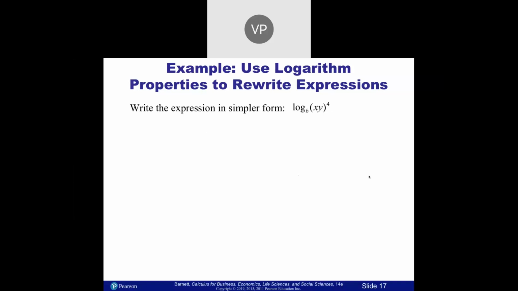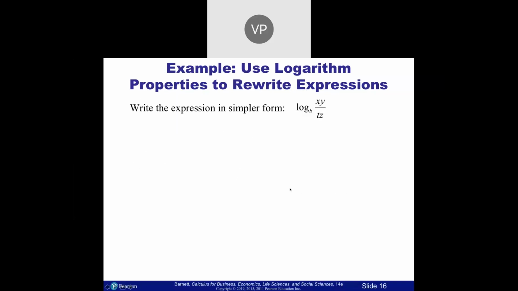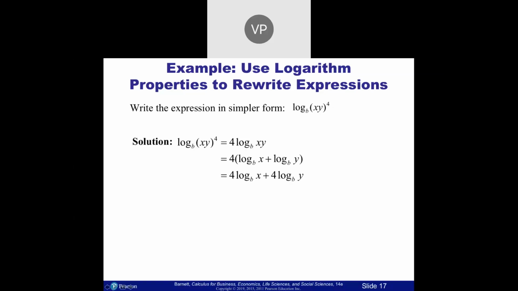Okay, now this one, go back to your properties. Property number 7. When you have a power on something that you're taking a log of, you can actually move the power up to the front. And that's a unique one, and it really does save you a lot of trouble. So we can take this 4 and bring it up, just like they did right here. See that 4 comes right to the front. Everything else of the log stays the same. Then they can break this down into 2 different pieces, and then we can distribute the 4 and have this.